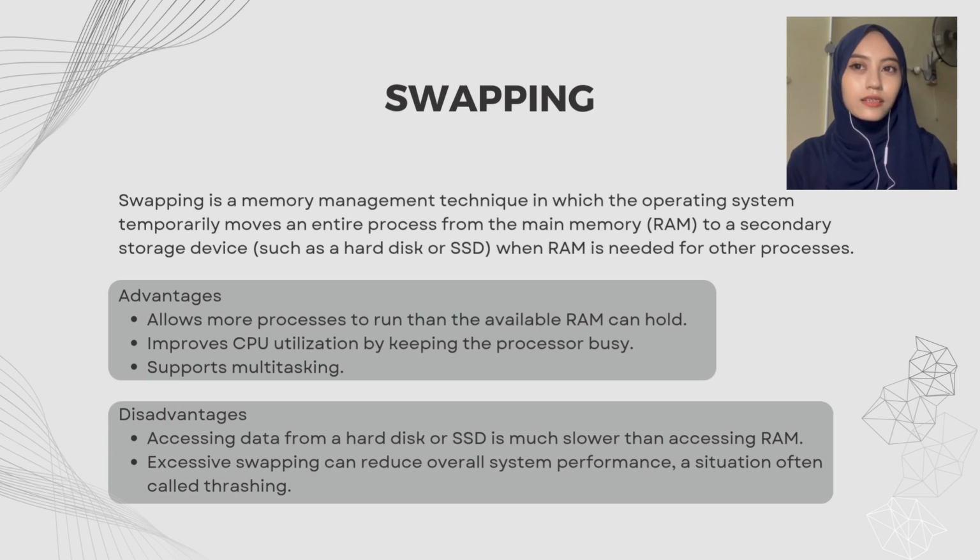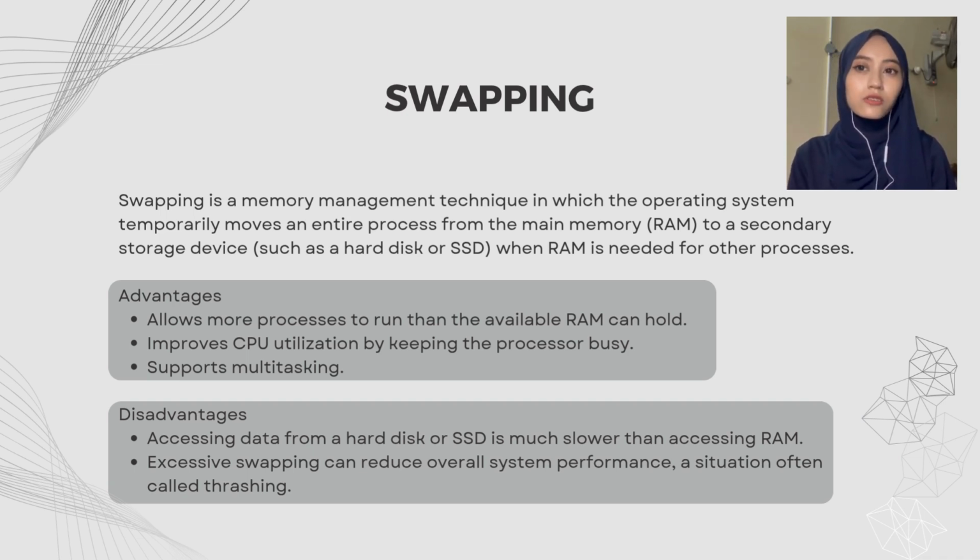Now let's look at the advantages of swapping. First, it allows more processes to run than the available RAM can normally support. Second, it improves CPU utilization by keeping the processor busy instead of leaving it idle. Finally, it supports multitasking, allowing users to run multiple applications at the same time.